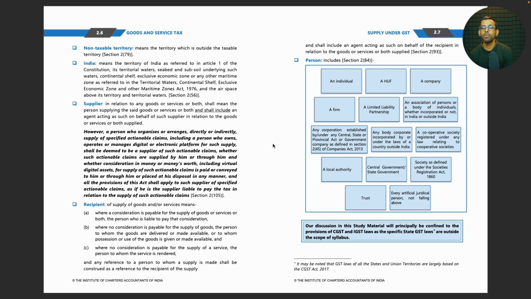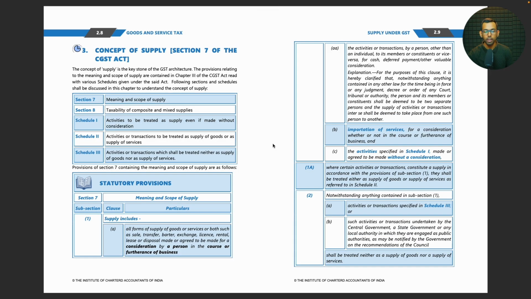Person includes an individual, HUF, company, firm, LLP, AOP, BOI, whether in India or outside India, any corporation established by or under any central, state or provincial act, or any government company as defined in Section 2, Clause 45 of the Companies Act, any body corporate incorporated by or under the laws of a country outside India, a cooperative society registered under any law relating to cooperative societies, local authority, central government, state government, society, registered society, society as defined under the Societies Registration Act, trust, every artificial juridical person not falling above. So person includes almost everything.